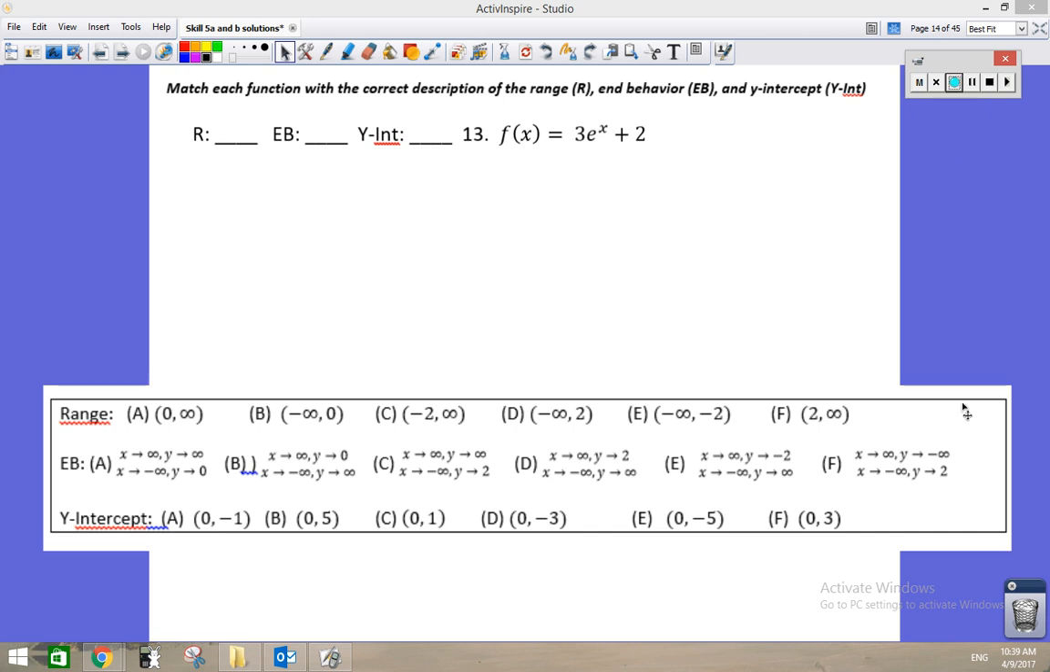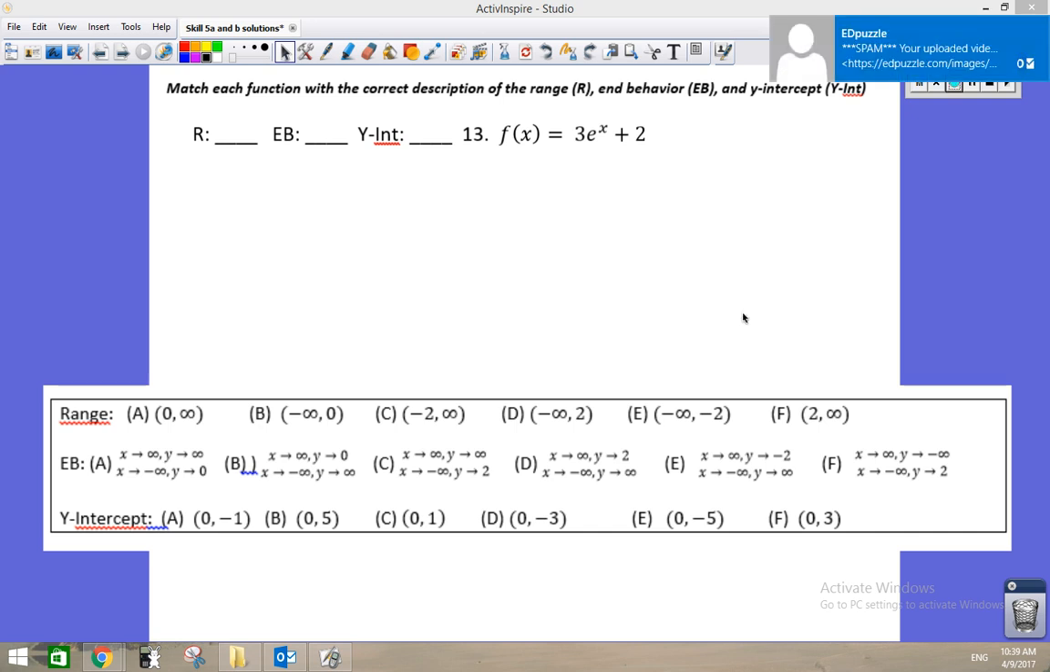Alright, so let's take a look at this problem. We've got about 6 problems that are similar that are multiple choice here. For each problem, they're wanting us to determine the range, the end behavior, and the y-intercept.